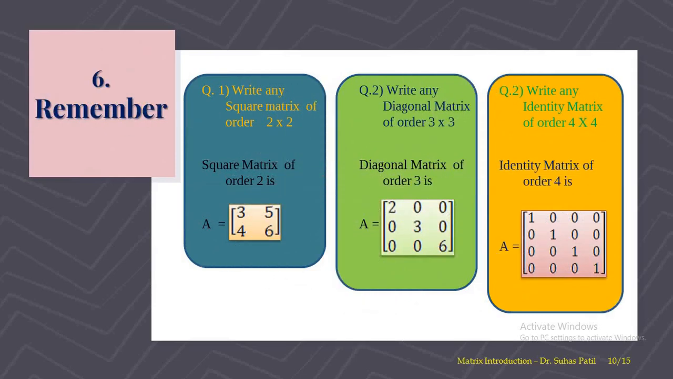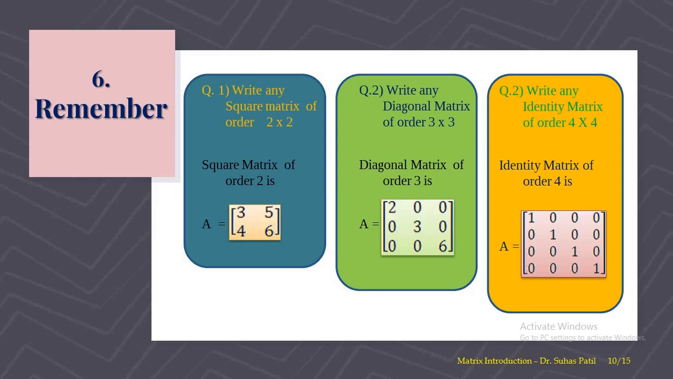These are some different examples for the order of the matrix. It may be 2 by 2, 3 by 3 or 4 by 4. In the first question, if you want to write any square matrix of order 2, then it is capital A = [3, 5; 4, 6]. This we call a matrix of order 2.